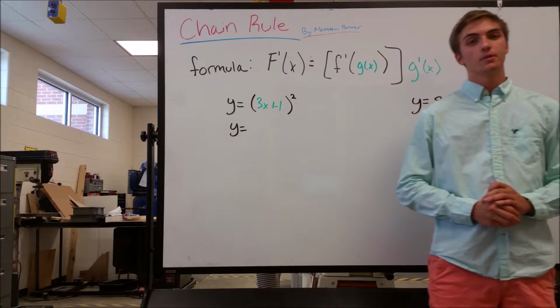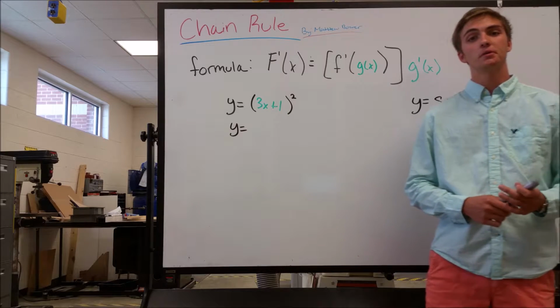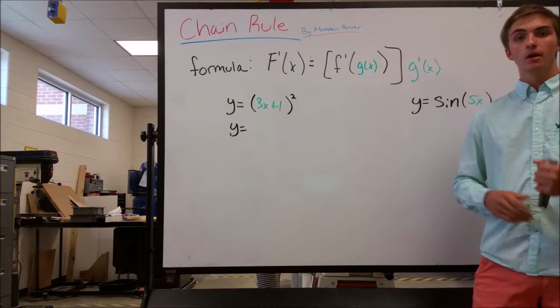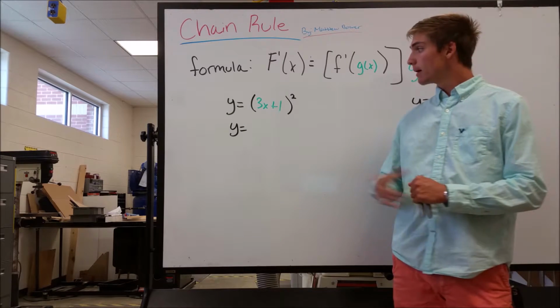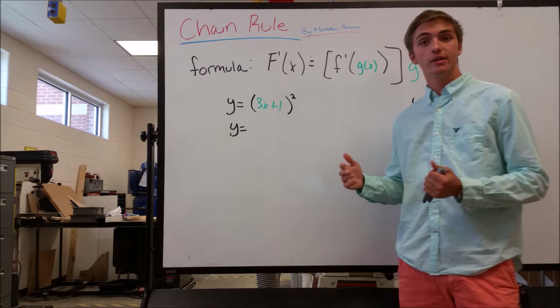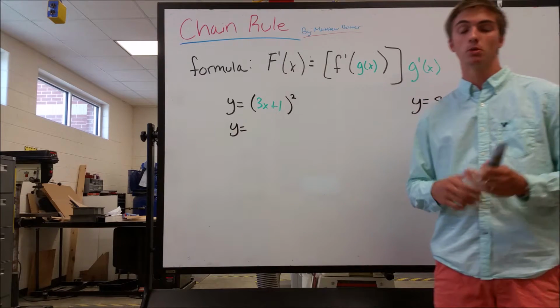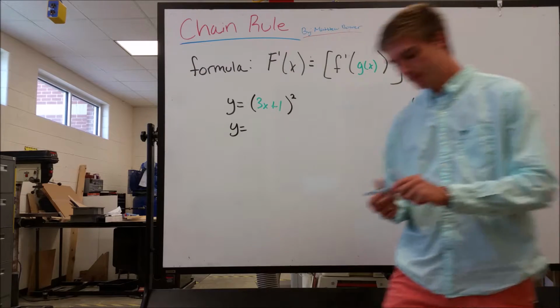Now on to some examples. The first example I'm going to show you is y equals (3x plus 1) all squared. Now this may look simple, and you may be able to multiply this out and then derive it. But chain rule is actually going to speed this up, and I'm going to show you both ways, multiplying it out and doing chain rule.